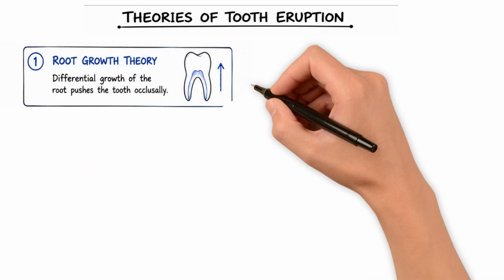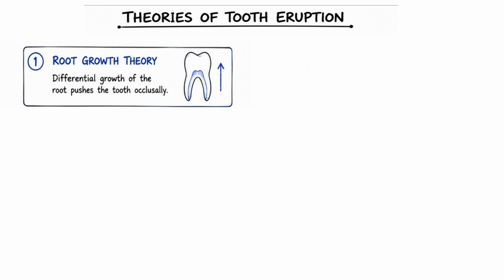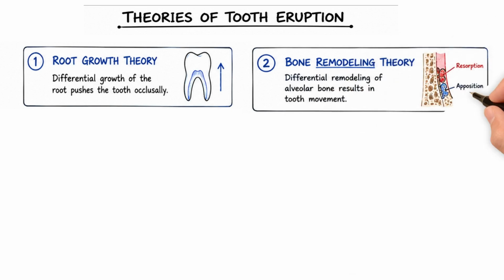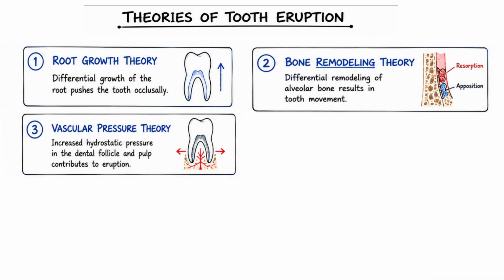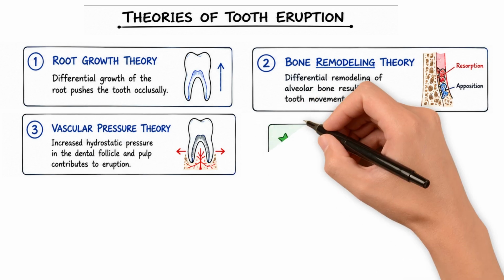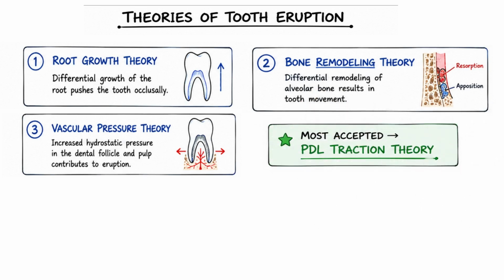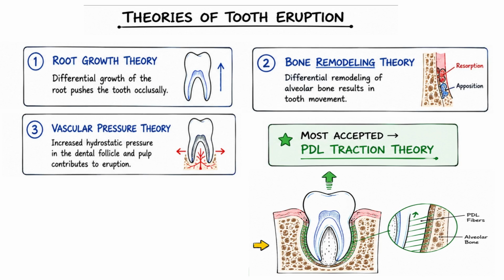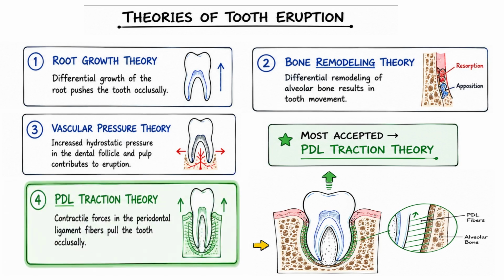Several theories have been proposed to explain the mechanism of tooth eruption. The root growth theory suggests that elongating roots push the tooth upward. The bone remodeling theory proposes that selective bone formation and resorption create an eruption pathway. The vascular pressure theory attributes eruption to hydrostatic pressure around the tooth. However, the most widely accepted theory today is the periodontal ligament traction theory. According to this theory, fibroblasts within the periodontal ligament generate traction through collagen fiber remodeling, pulling the tooth into its eruptive position while surrounding bone continuously remodels to accommodate the movement.